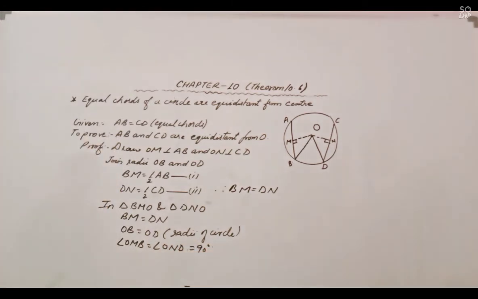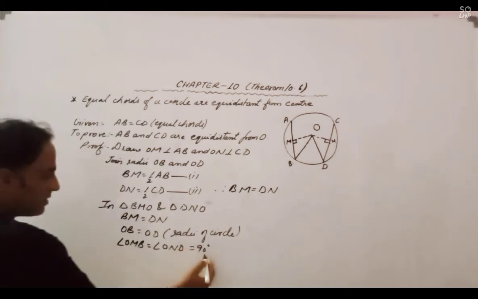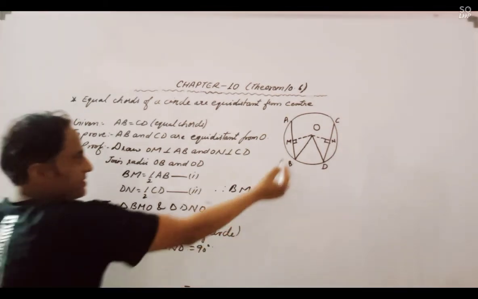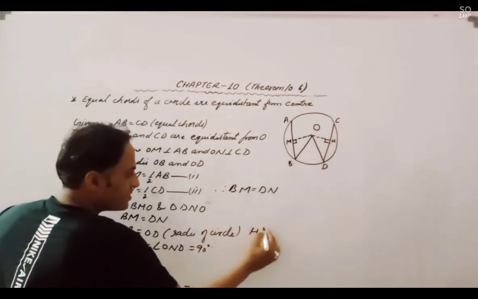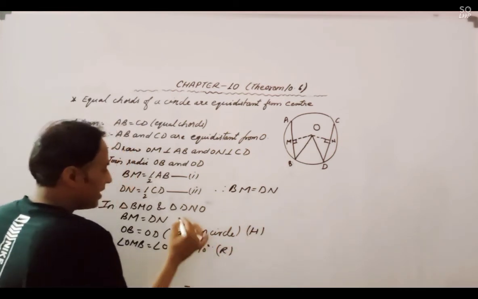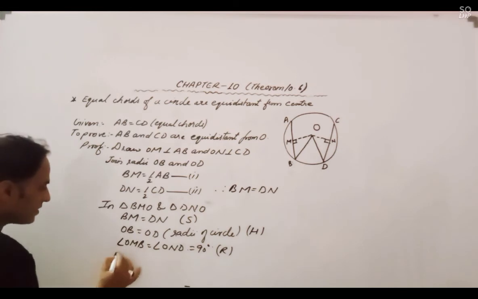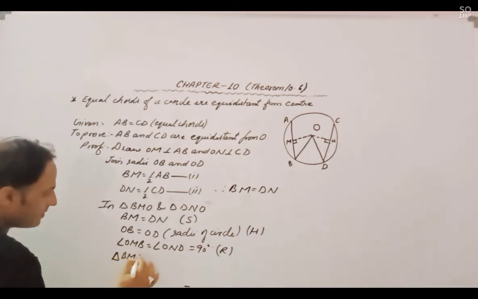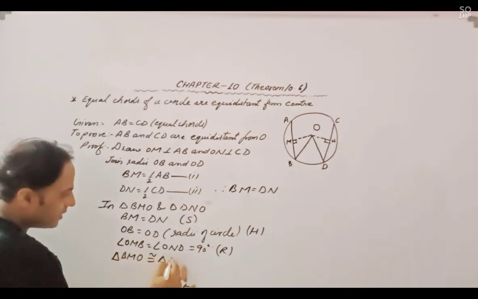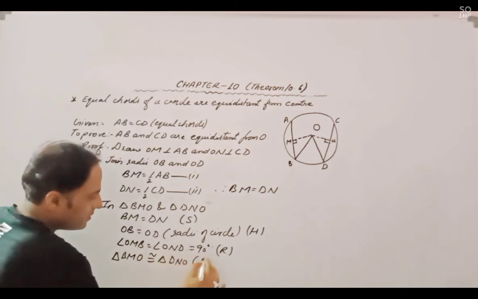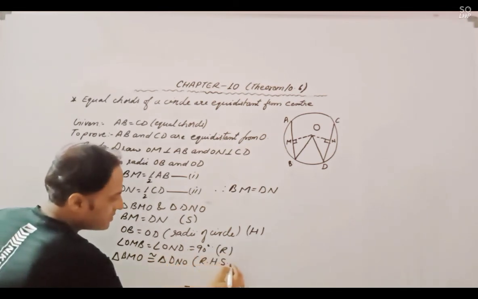So here we have proved that these two triangles are congruent. By which rule? Right angle. Now look at this OB, this is the hypotenuse: right angle, hypotenuse, and a side is taken. So we can write here triangle BMO is congruent to triangle DNO by the right angle hypotenuse side rule.